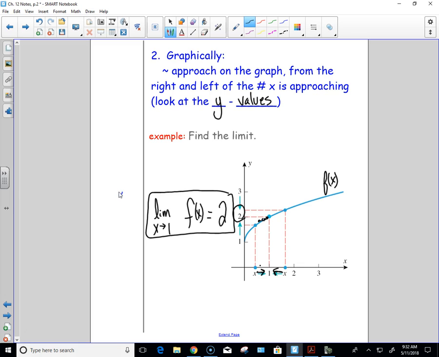Yeah, 2. As I go up to the curve, and as I get infinitesimally close, close, close, what do the y's seem to be approaching? 2. Am I looking at what's going on at 1? No.